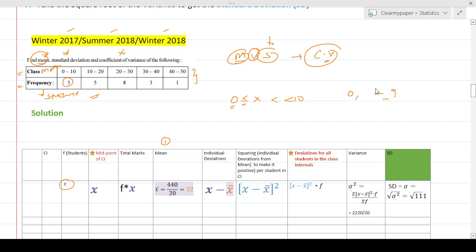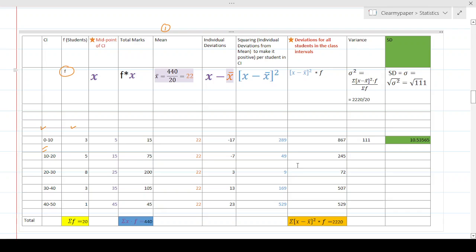But we don't know how many marks each one of them got. So what we do is we take the midpoint of this class interval 0 to 10, which is 5. And we assume each of the students exactly got, on average, that exact midpoint score for calculation purposes. So if you see here, the first step before calculating the mean, the interim step in red where I put an asterisk, is to calculate the midpoint of each class interval. So these are the class intervals.